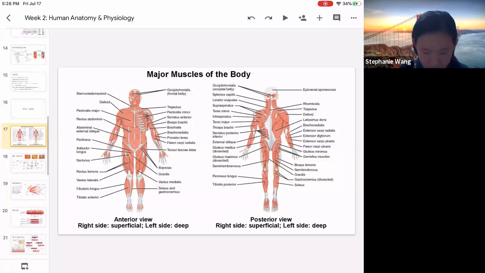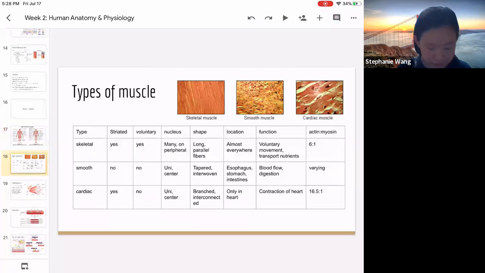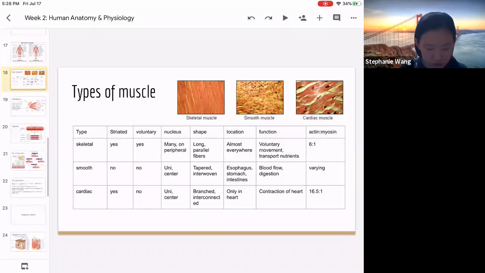Okay. All right, types of muscle. So just go ahead and look at this graph real quick. I'll talk about it a little bit. So skeletal muscles are the only ones that you can control. You cannot control your smooth muscles or your cardiac muscles. For example, smooth muscles would be the ones in your stomach or your intestine or your esophagus that are moving.